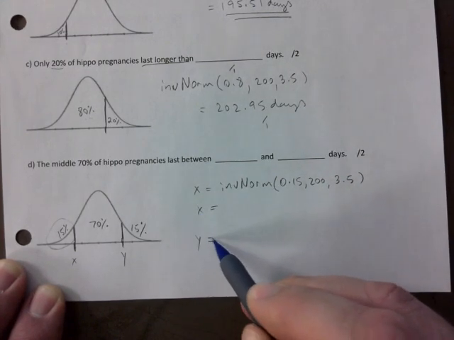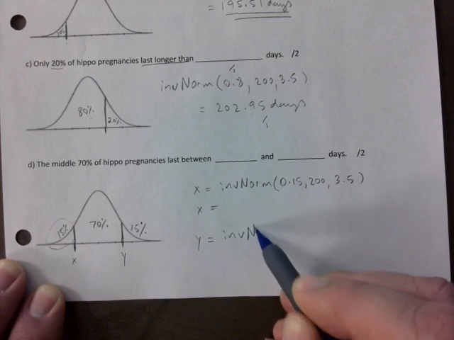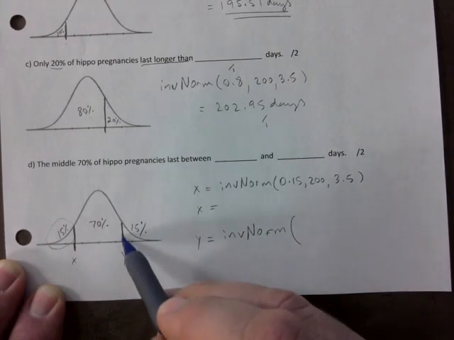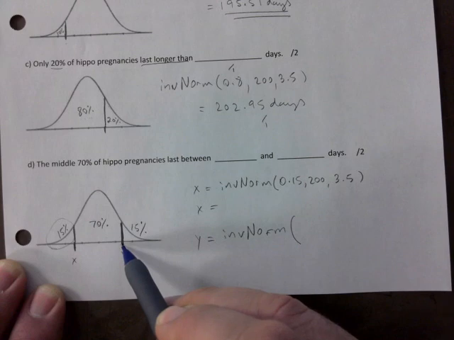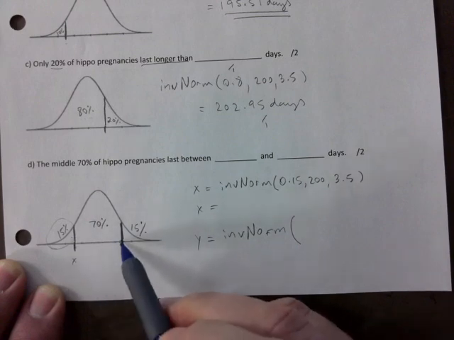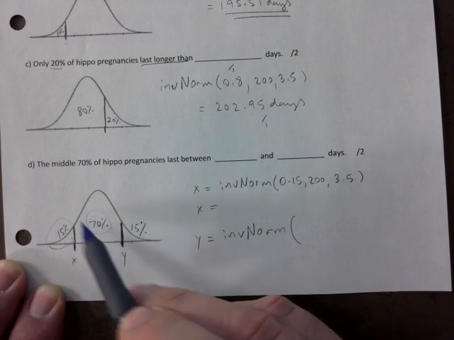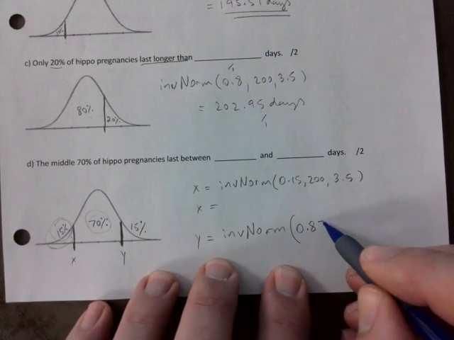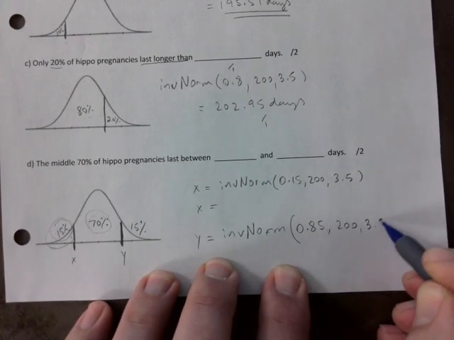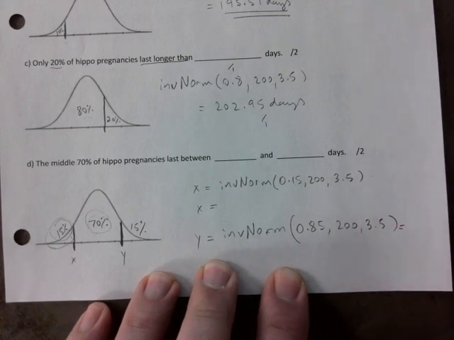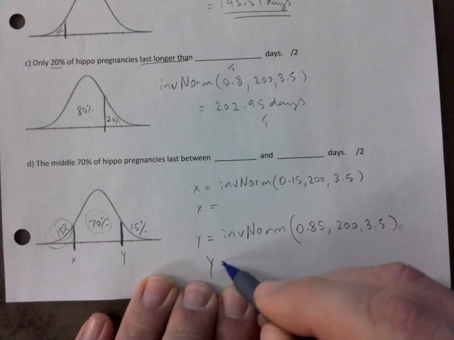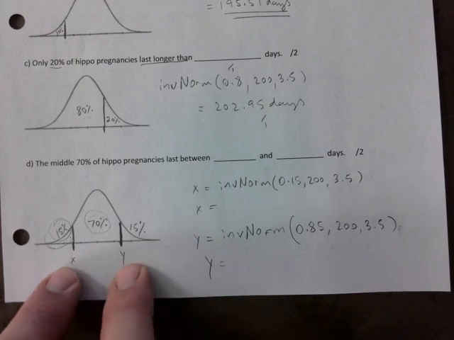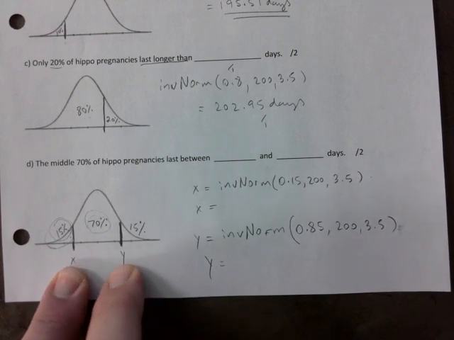And then for Y, this one is trickier. But let's see. For Y, what percentage is below Y? The answer is 70 and another 15, correct? 85%. I hope that makes sense. Oh, sorry, I'm going to put Y equals underneath. So this allows you to figure out the 2 days that we're interested in, the pregnancies in terms of days.